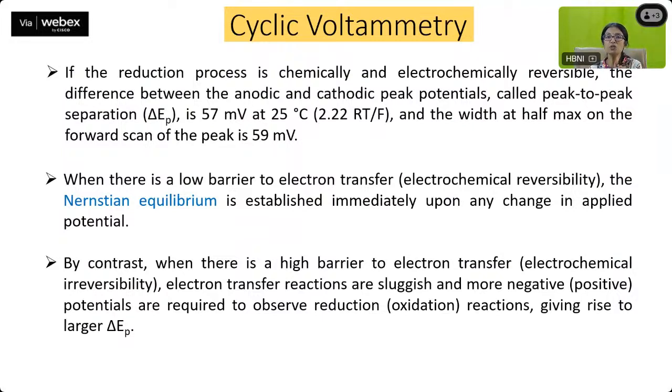Whenever there is a low barrier to electron transfer, that is electrochemical reversibility, the Nernstian equilibrium is established immediately upon change in the applied potential. By contrast, whenever there is a high barrier to electron transfer, that is, there is electrochemical irreversibility, then the electron transfer reactions are sluggish and more negative or positive potentials are required to observe reduction oxidation reactions, and this gives rise to a very large peak-to-peak separation or delta EP value.